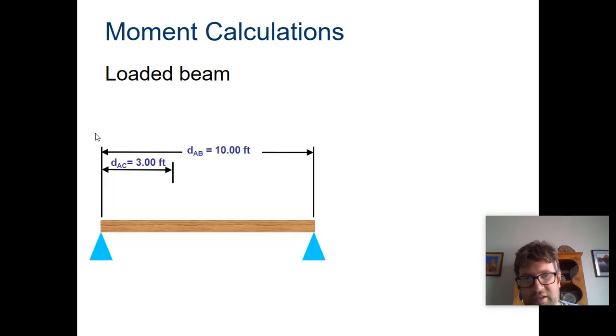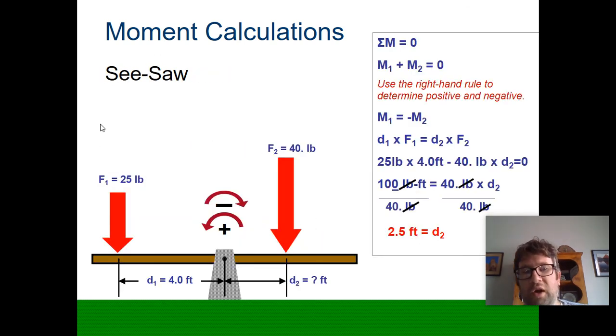So that's the example for situation or problem number 2. Again, as you go through the other practice problems on the assignment, make sure that you show your work.